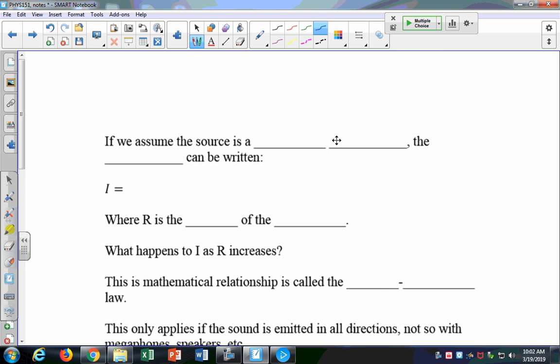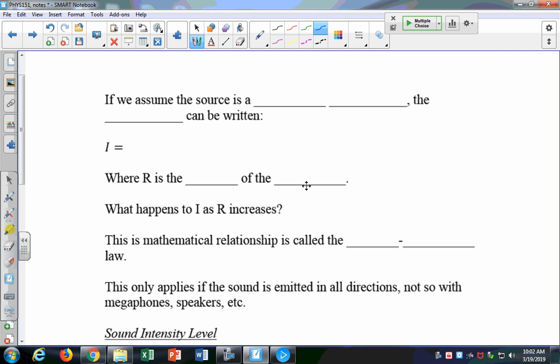Okay, looks like we have a little bit more of this, so let's talk about the intensity dependence on area. If we assume the source is a point source, sorry, I jumped the gun a little bit on the area, but that's okay, we'll just cover it again. The intensity can be written as power over area, which is power over 4 pi r squared.